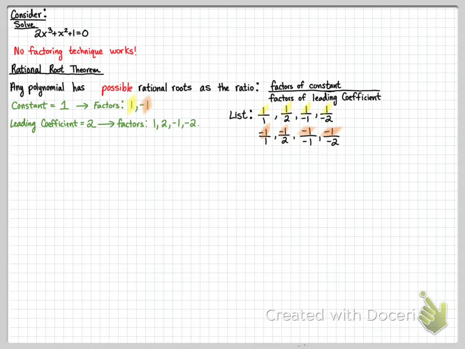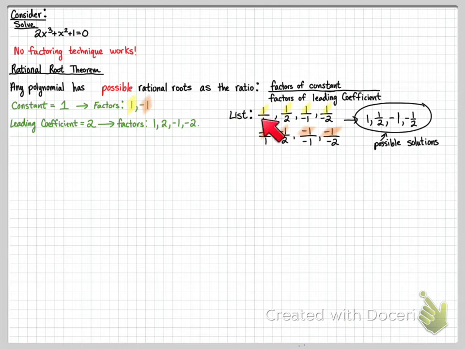Whew, that's a lot. Okay, so these are your 4 possible solutions. The reason there's only 4 out of there's 8 here, right? But we can simplify this. Like 1 over 1 is 1, right?